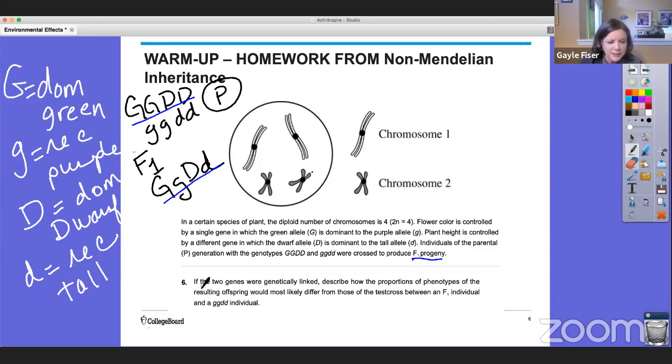Now our question is, if the two genes were genetically linked, so now we need to not have them on different chromosomes, we need to have them on the same chromosome. Describe how the proportions of phenotypes of the resulting offspring would most likely differ from those of the test cross between an F1 individual and a little g, little g individual. So let's set up our test cross like we did the other day.